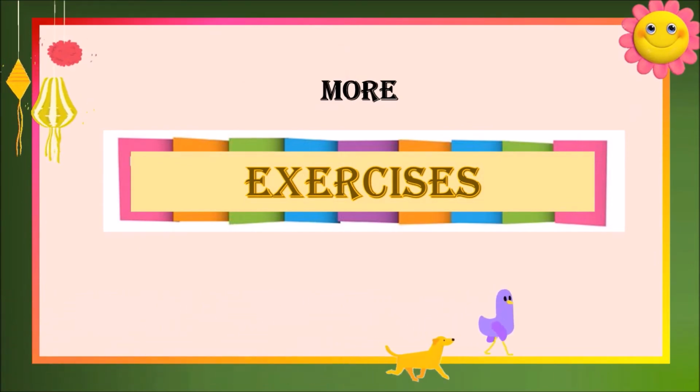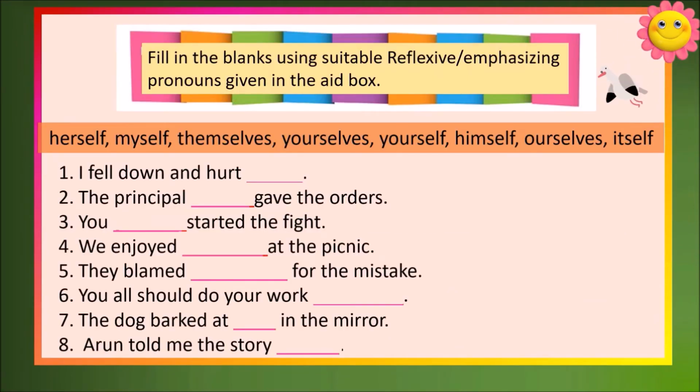Here are some exercises to be done. This is for your practice. You can pause the video and try it for yourself, then match the answers on the screen. I begin with number 1. I fell down and hurt myself. The principal gave the orders herself. You started the fight. You yourself started the fight.